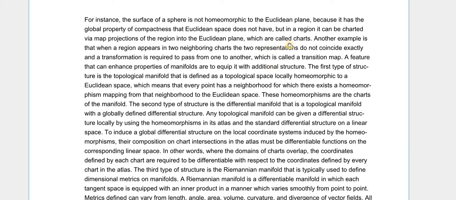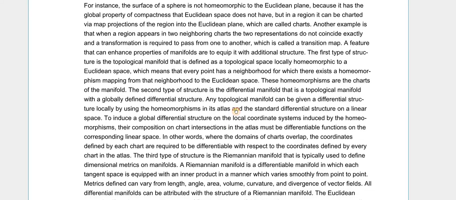First of all, just to define what these are. When you have a surface, for a sphere, that's not homeomorphic to the Euclidean plane, because it has a global property that Euclidean space does not have, what you will have to do is perform a chart mapping. Another example of a mapping is a transition mapping, where you have two charts that overlap, but you want to transition between them so that they can pass through one another. You can do a transition map.